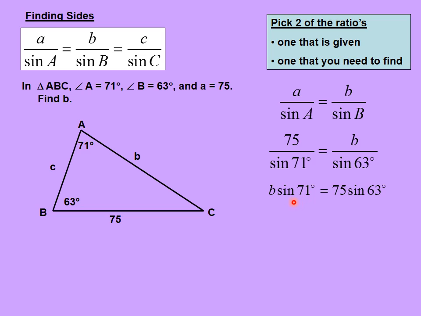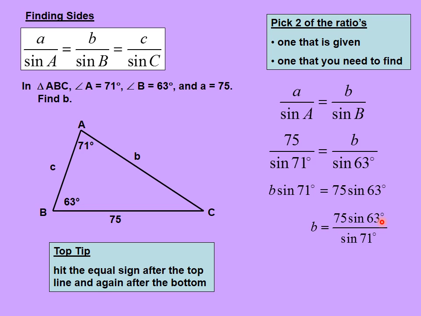Here's the swing underneath. I want to get rid of this guy so that B is by itself, and this will swing over to the other side. So it looks like this. And you can go ahead and put all that in your calculator and see what it looks like.